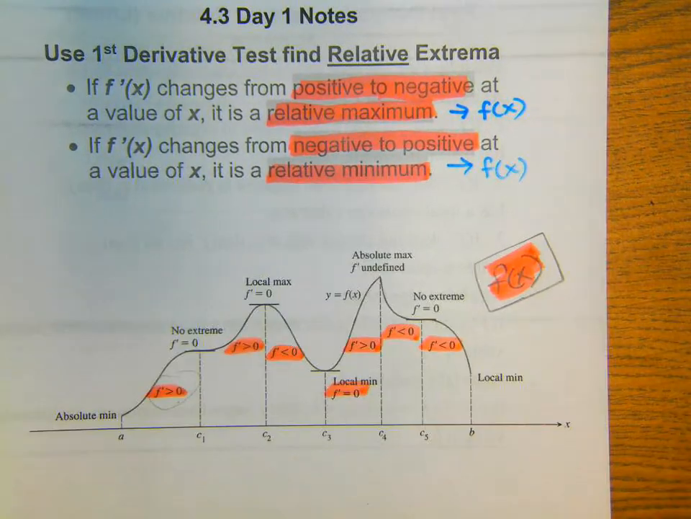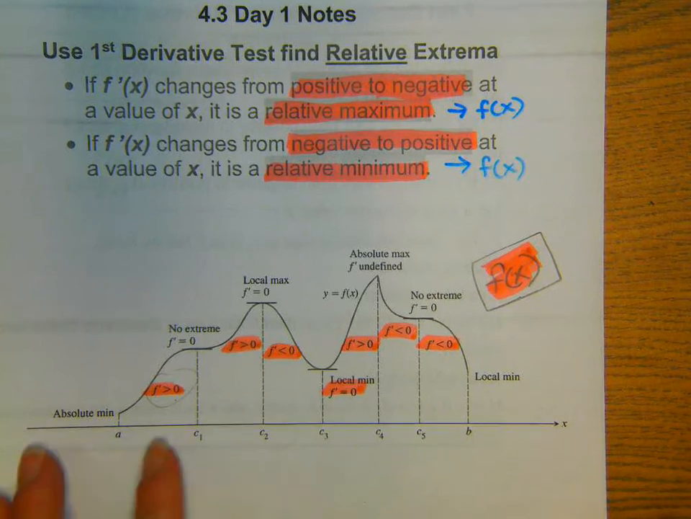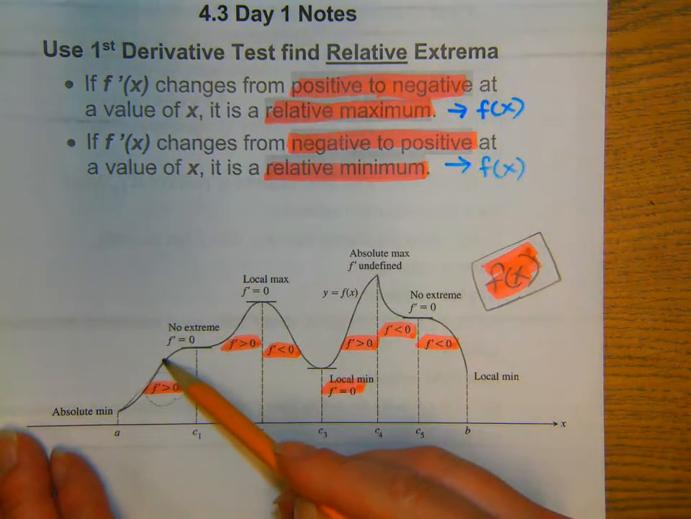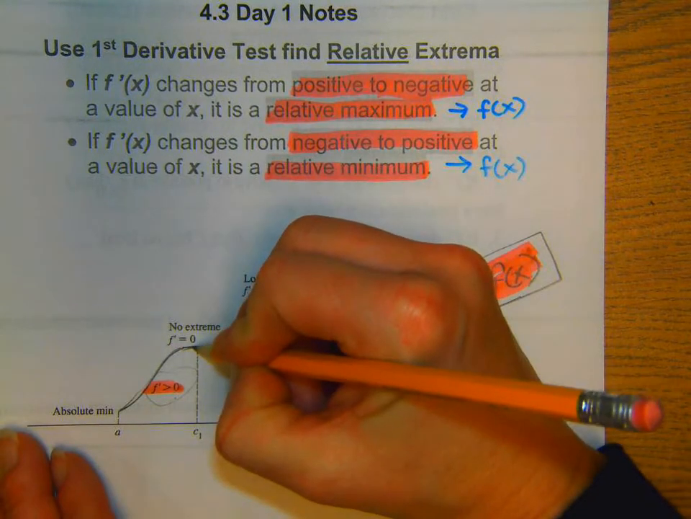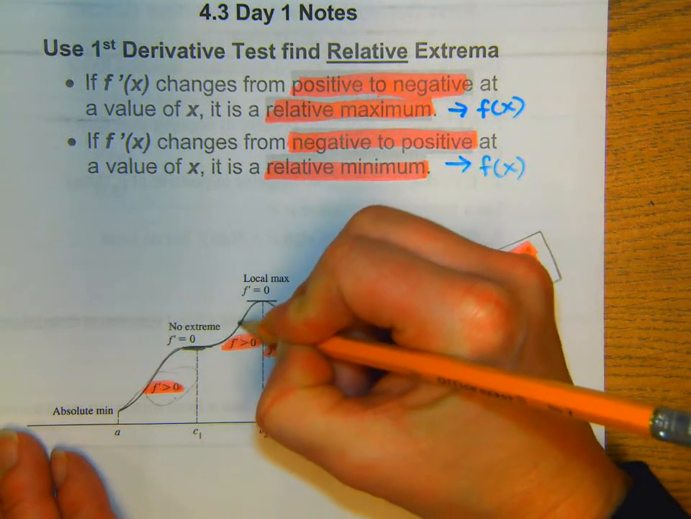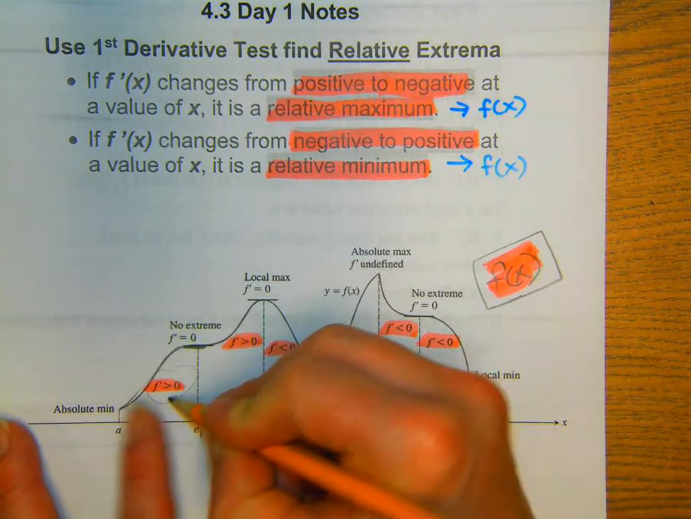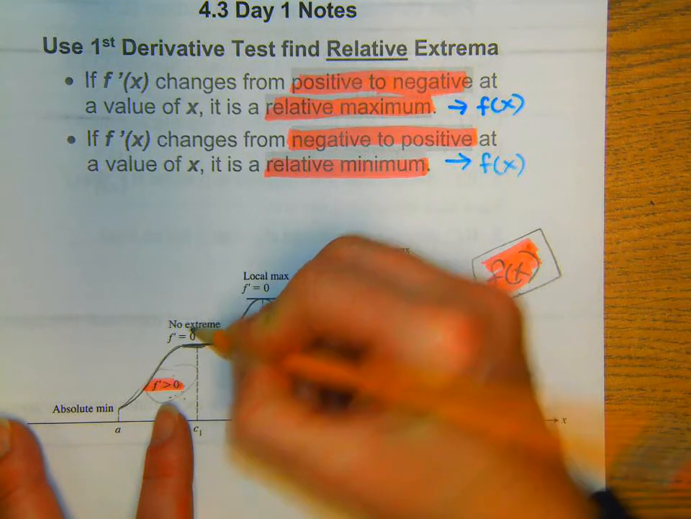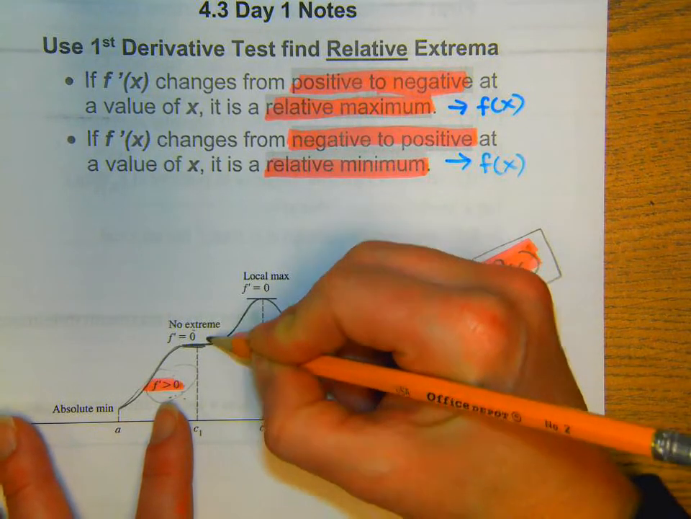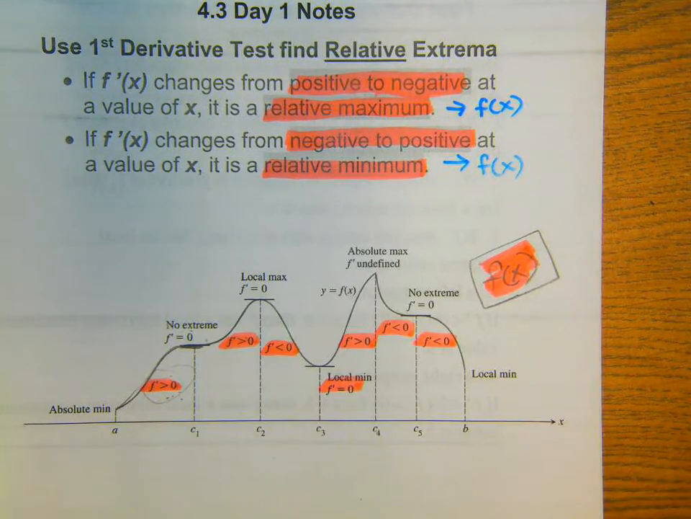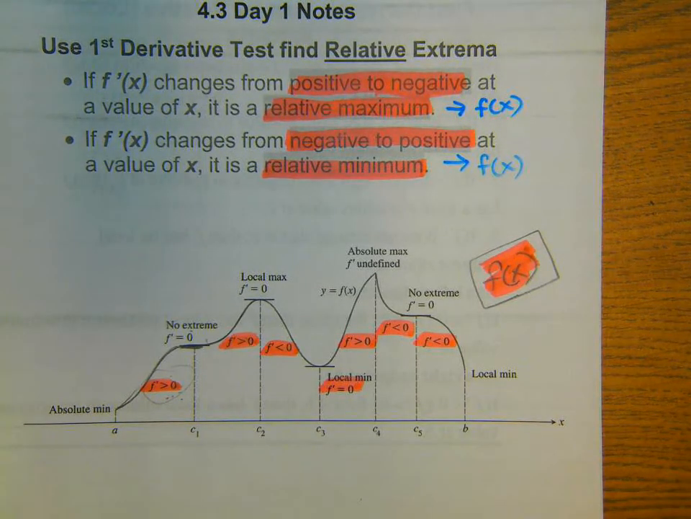So f prime of x is greater than 0. Do you see how the function is now increasing? f prime equals 0 levels off. f prime is greater than 0. Okay, so when we see that there is no change here, so derivative is positive, derivative is 0, derivative is positive, do you see how there's no extrema still? So is it possible to have a critical number, meaning the derivative equals 0, and not have an extrema? Yes. When? When this doesn't change sign.